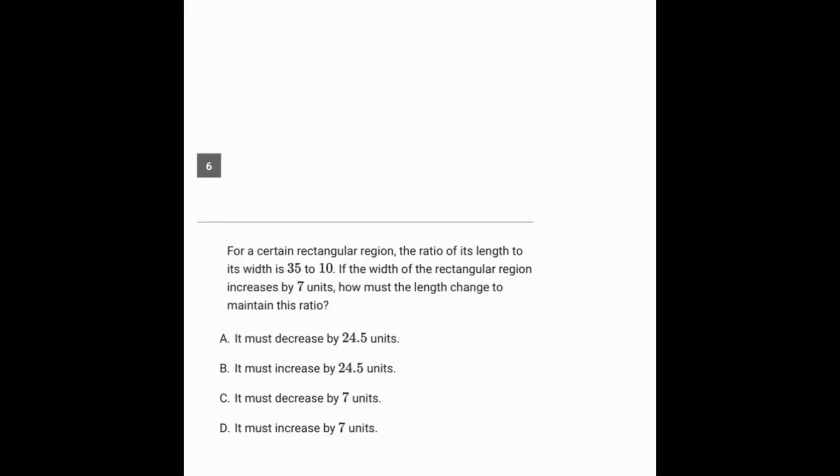Going on to question 6, here we're talking about a ratio between a length and a width. The initial ratio in the rectangle of the length to the width is 35 to 10. Now the width is increasing by 7, so the new width will be 17. So what does the new length have to be? We can just make a proportion out of this, cross multiply and solve. 35 times 17 equals 10 times x.